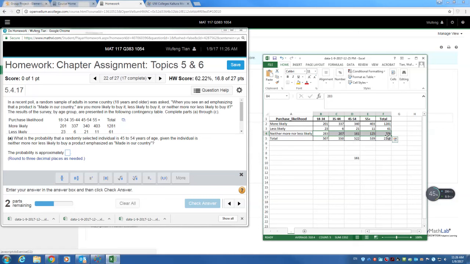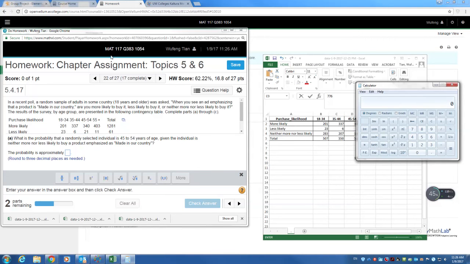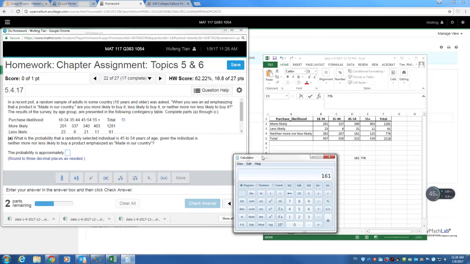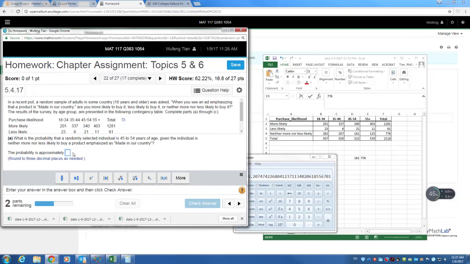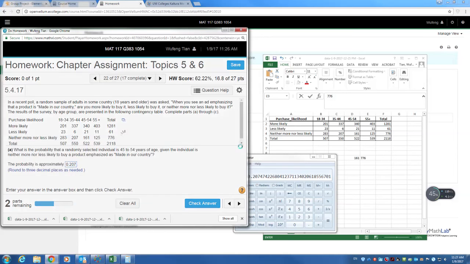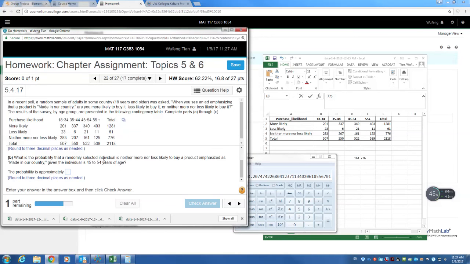The given is the condition, so it is the denominator. You look at the total of the neither more nor less likely column, and the total is 776. So it's 161 divided by 776. You have to use the calculator. So 161 divided by 776, to 3 decimals. The rest of them should be very similar.